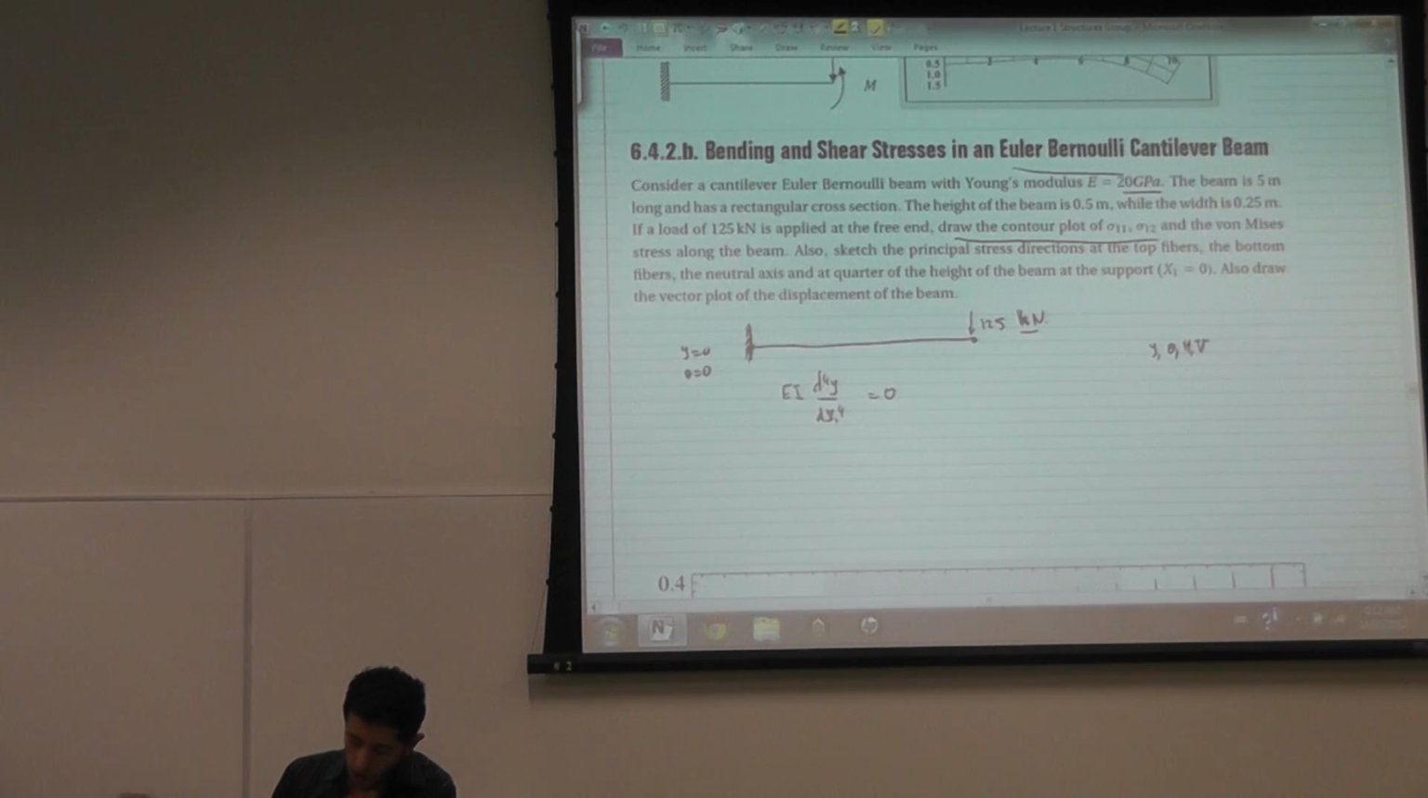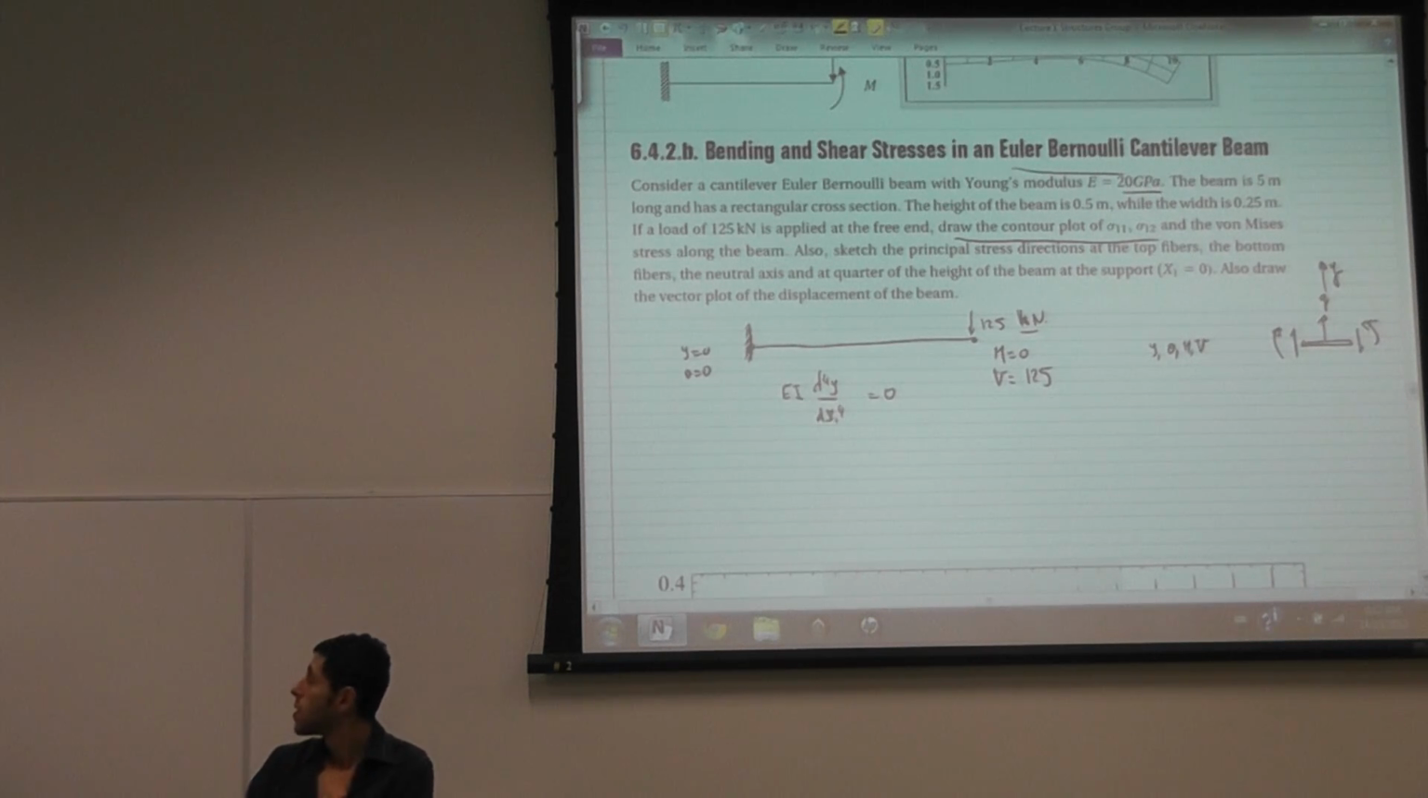And what do I know here? I know that the moment is 0 and the shear is equal to positive 125. Why did I say positive? It's because this is the positive shear, this is the positive moment, and this is the positive Q, and this is the positive Y. So solve this differential equation, find Y.